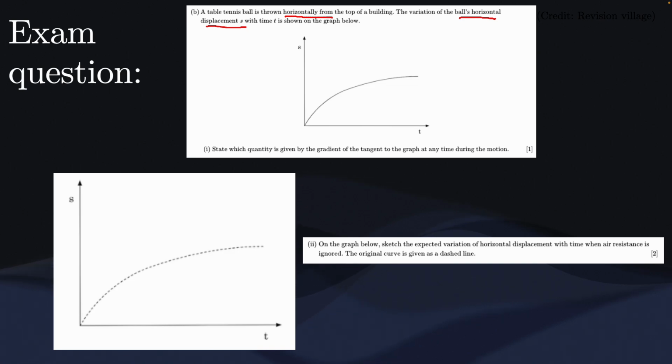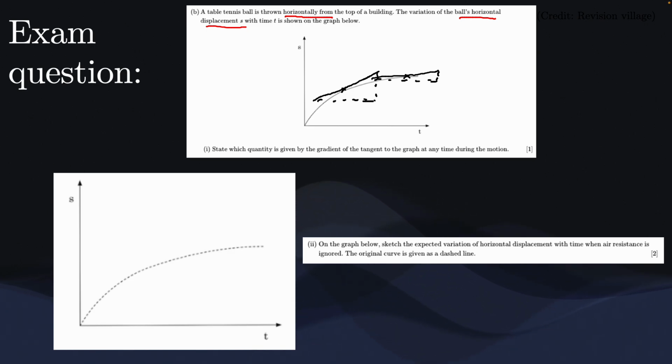That's really important. They're trying to catch you out, but remember what the gradient of a tangent of a displacement time graph is? That is the velocity. So if we find the gradient right here of this graph, or the gradient right here, we get the velocity. And because this is just the horizontal displacement, by finding the gradient at any given time at a specific point during motion, we get the horizontal velocity.